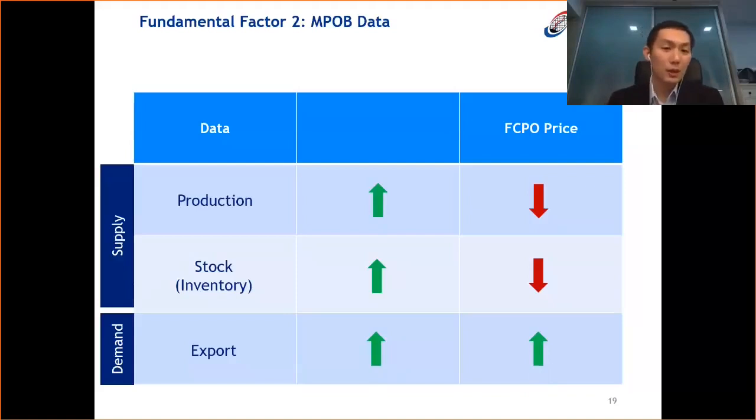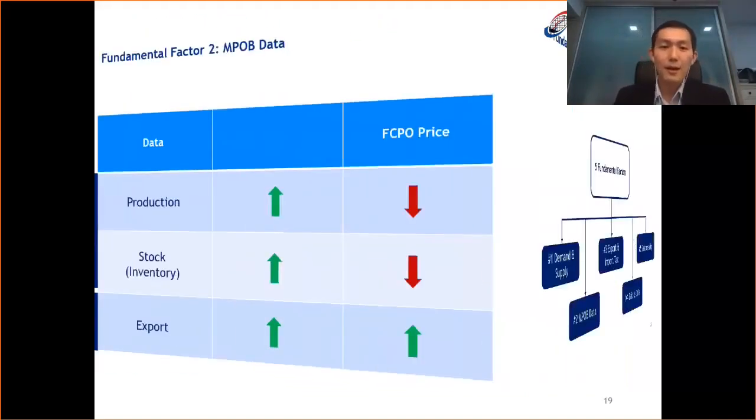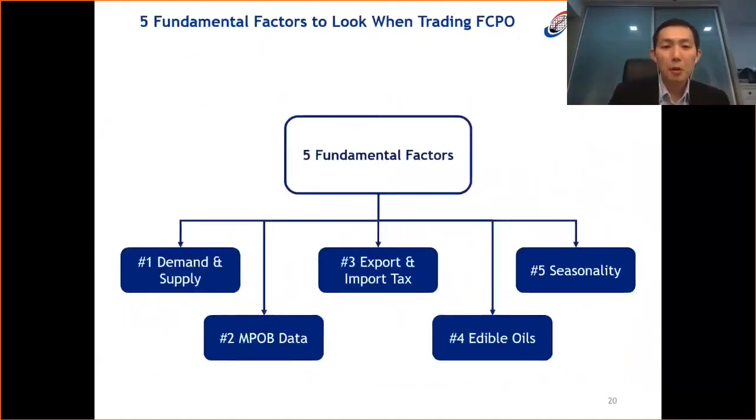When production goes up, what would be the expected price? When export is going up, what is the expected price that is going to happen in the market? Okay, so this is factor number 2, MPOB data. Now, let's go on to the third factor, which is your export and import tax.